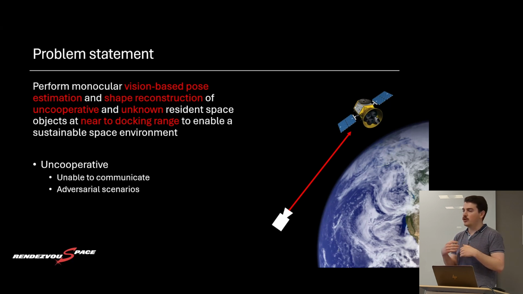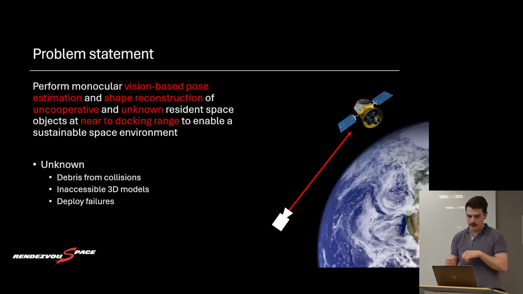We care about them being uncooperative because these might be unable to communicate, either because they're broken or because they don't want to, in the case of adversarial scenarios. And finally, we care about unknown resident space objects because of 3 reasons. The first one is similar to the adversarial scenario where we don't have access to the 3D models for whatever reason. The second one is because they don't look like they used to, either because of debris or because maybe the solar panel didn't deploy all the way. So that's the summary of my problem statement.